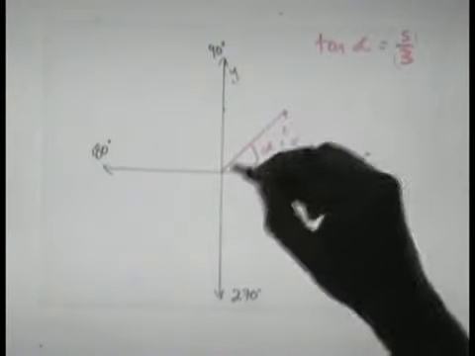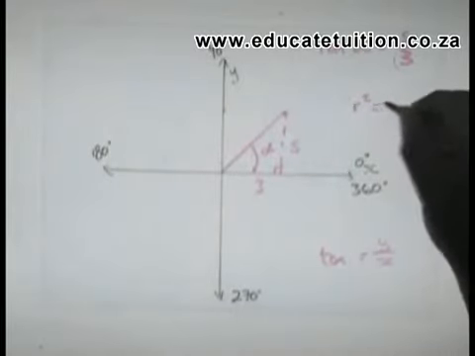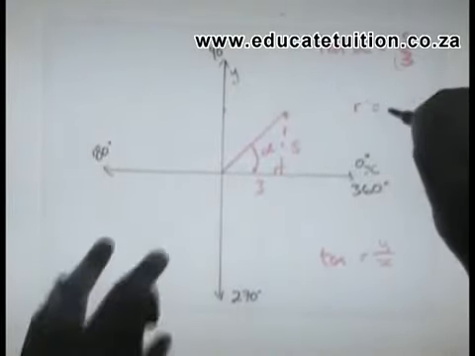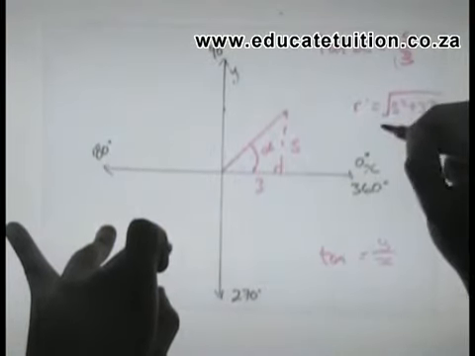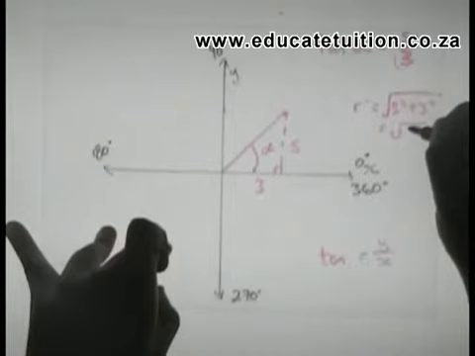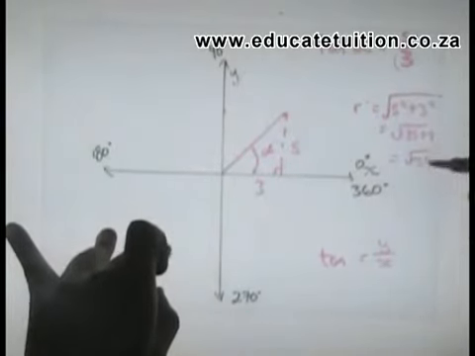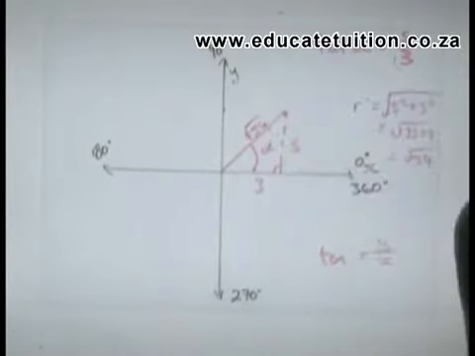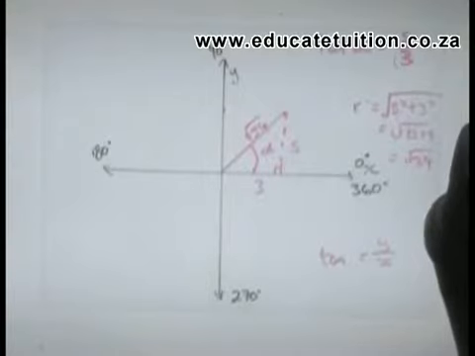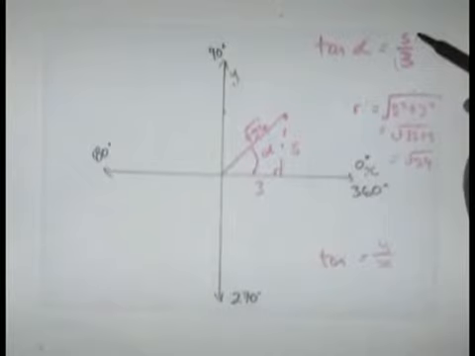If I wanted to calculate my radius, again, right angle triangle, r is equal to the square root of 5 squared plus 3 squared, which is equal to the square root of 25 plus 9, which is equal to the square root of 34, and r is always positive. But is this the only angle that adheres to that? No, it is not.